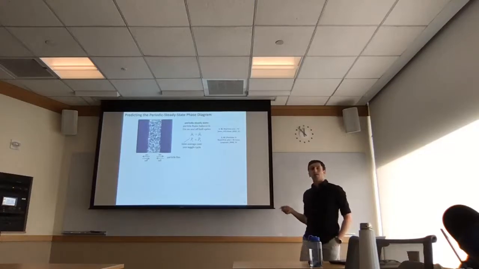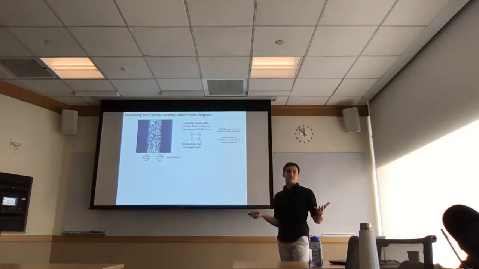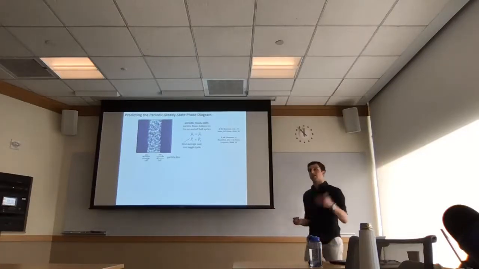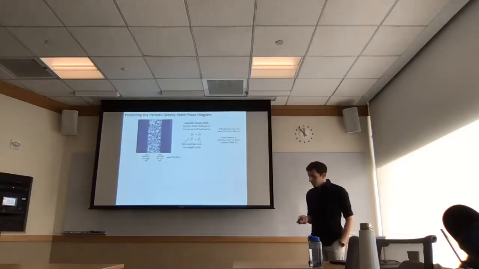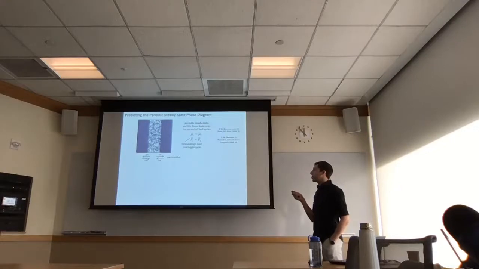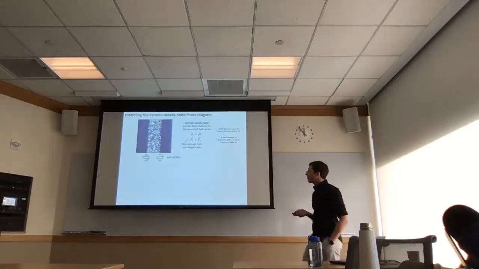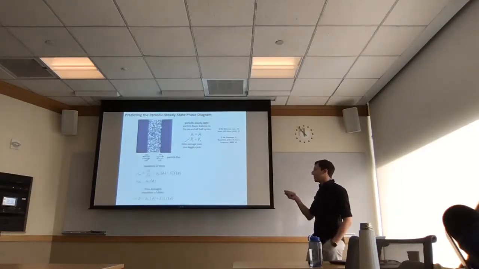These materials are always out of equilibrium, but they do evolve into a periodic steady state where these two fluxes exactly match. And the material doesn't really look like it's changing from cycle to cycle. We showed in a couple of papers that this is achieved when the time average of the chemical potential and the time average of the pressure in each of these phases is equal. We can construct these time averages.